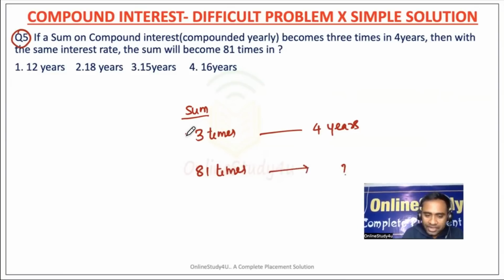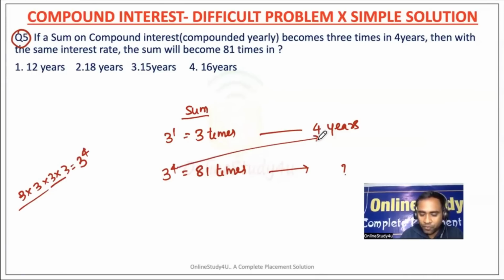Now, 3 times is nothing but 3 to the power 1, and 81 times is 3 to the power 4, right? 3 into 3 is 9, and again 3 into 3 is 9. So 9 into 9 is 81, 3 to the power 4. Now here this 4, you multiply with 4. So 4 into 4 will be 16. 16 years will become the correct answer. Sir, this will work everywhere? Yes, this will work everywhere.